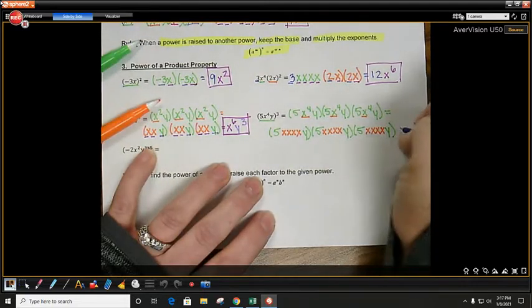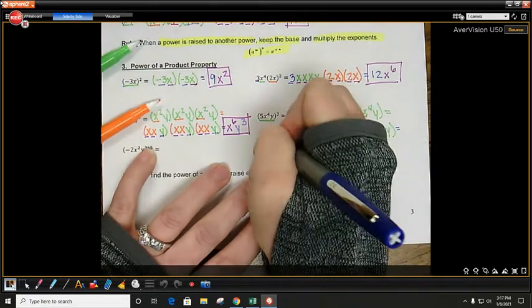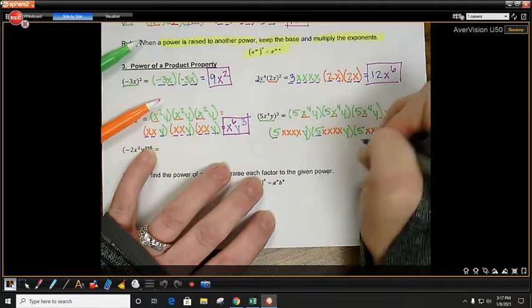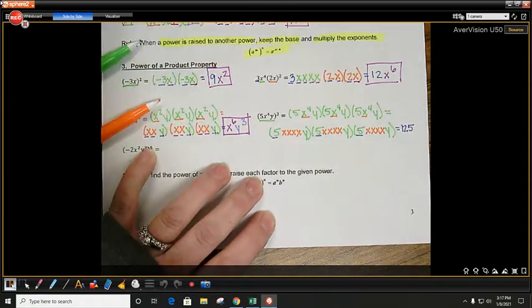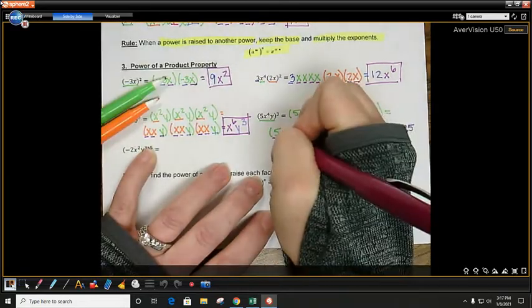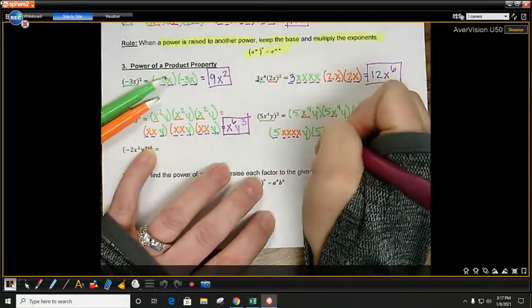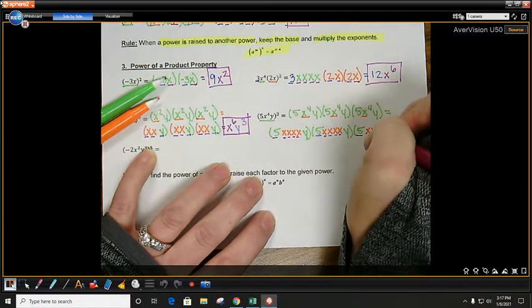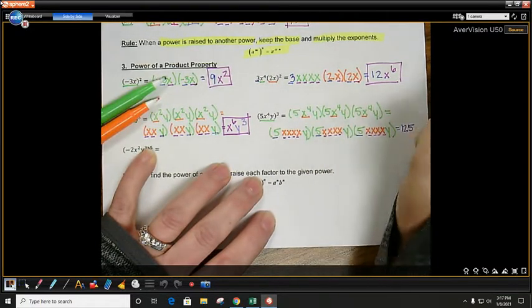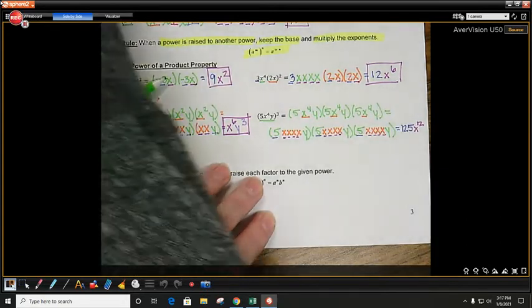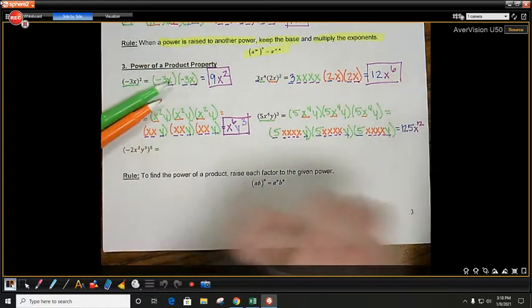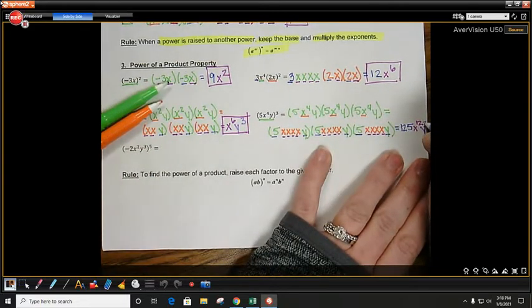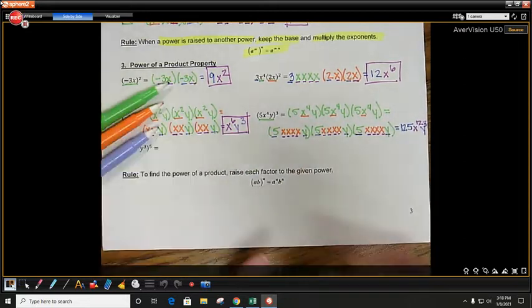So now we're going to multiply our coefficients. 5 times 5 is 25, times 5 is 125. And then we're going to count up our x's. You have 1, 2, 3, 4, 5, 6, 7, 8, 9, 10, 11, 12 x's. So x to the 12th power. Then we're going to count up our y's, and we have 1, 2, 3 y's. So y to the 3rd power. Ran out of a little bit of room there.